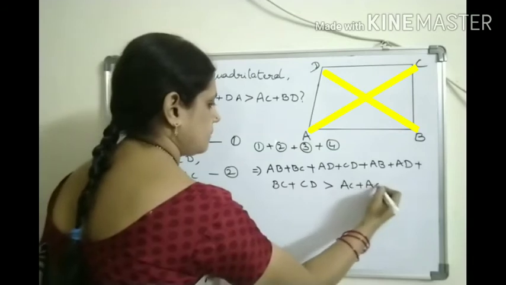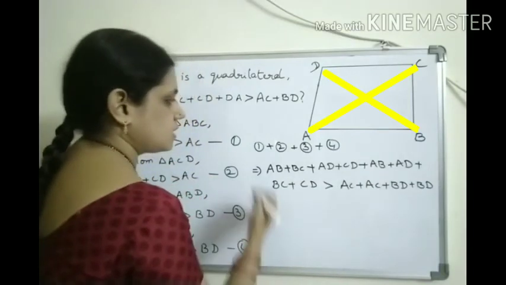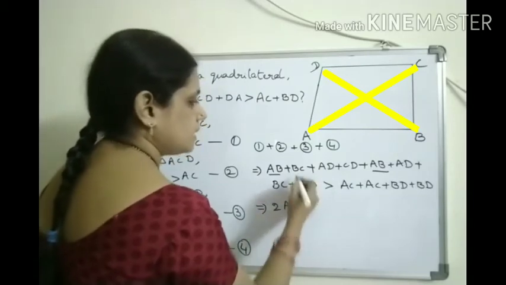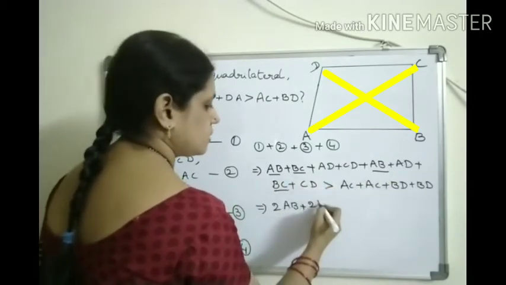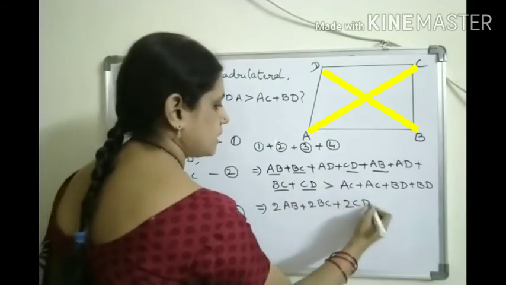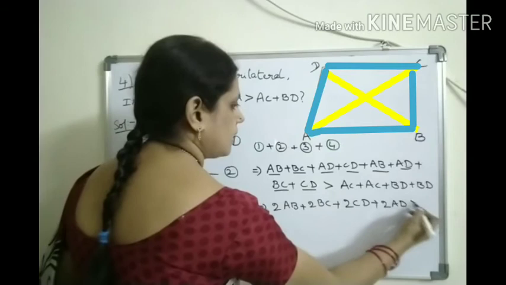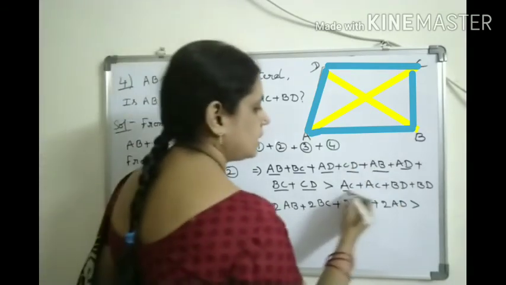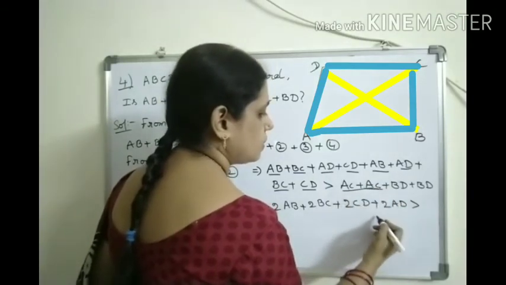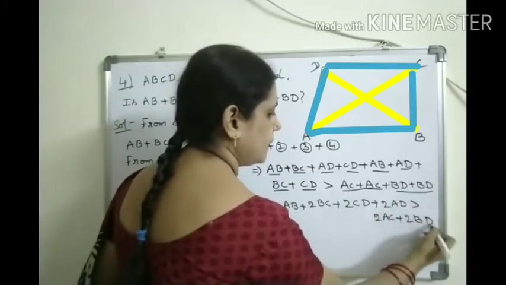AC plus AC plus BD plus BD. Now we simplify this. AB plus AB, 2AB, plus BC plus BC, 2BC, CD plus CD, 2CD, plus AD plus AD, 2AD, greater than, here also AC plus AC. AC plus AC is 2AC, plus BD plus BD, 2BD.